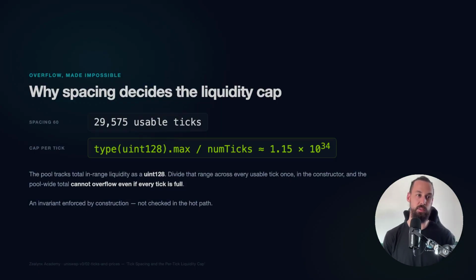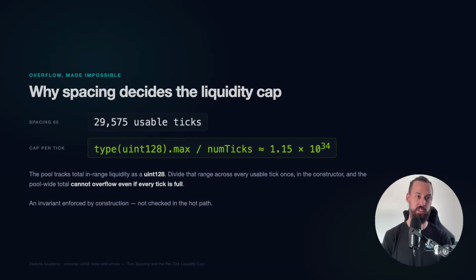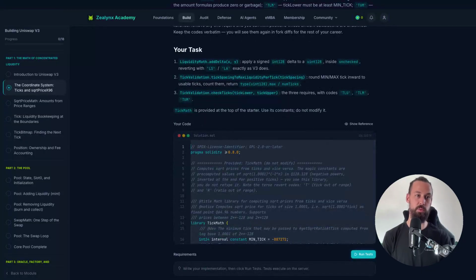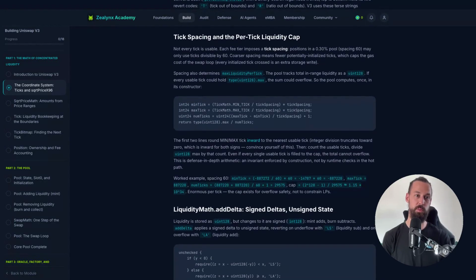Now, not every tick is usable. Each fee tier imposes a tick spacing. In a 0.3% pool, spacing is 60, so positions may only use ticks divisible by 60. Why? Because every initialized tick a swap crosses is an extra storage write. Coarser spacing means fewer ticks that can be initialized, which caps how expensive the swap loop can get.